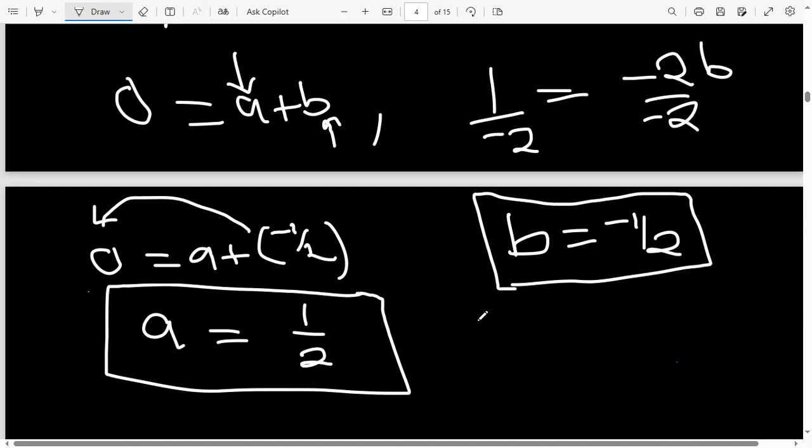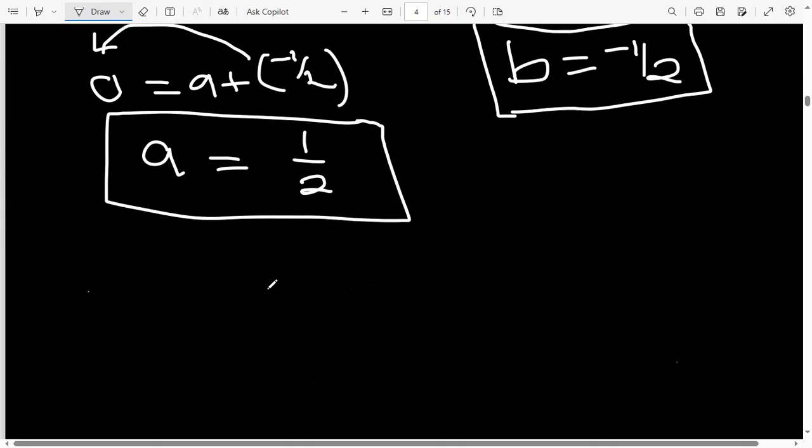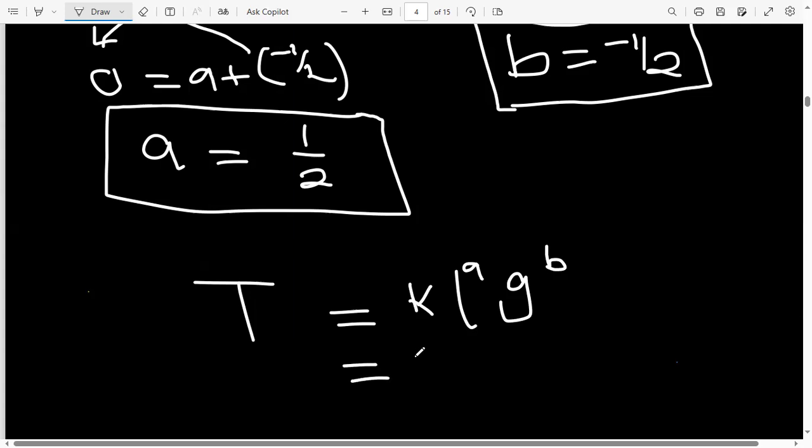We found the value of a and we found the value of b. So now let's replace these back into the equation that we had. Remember our equation was T, which is the period, is equal to K, and then we had L to the power a, and then g to the power b. So let us replace those a and b. So this is going to be equal to L to the power half, multiplied by g to the power minus half.